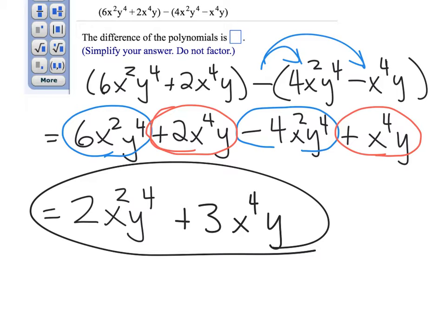When the directions say do not factor, that just basically means do the work and don't simplify it any further. Later you're going to learn about what this word factor means, but right now just ignore it.